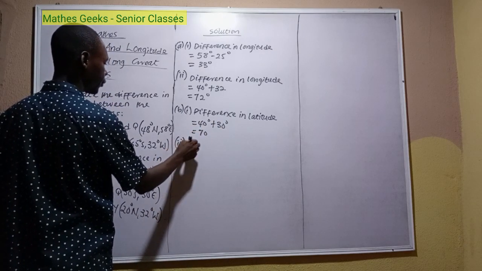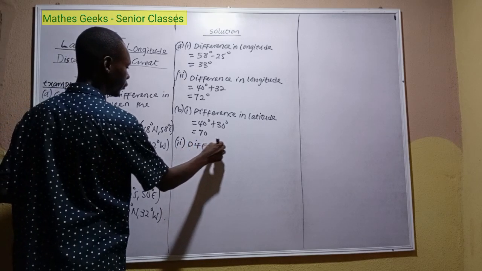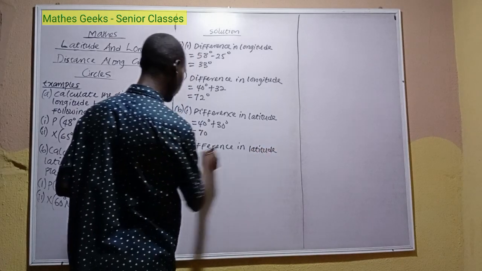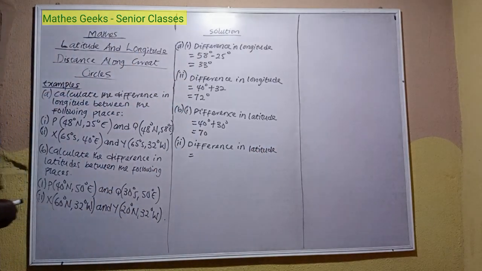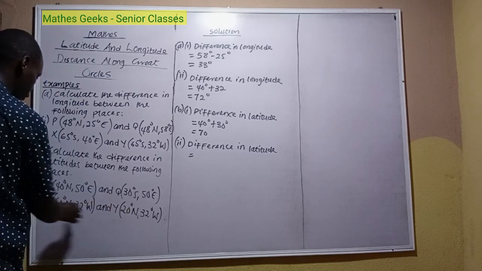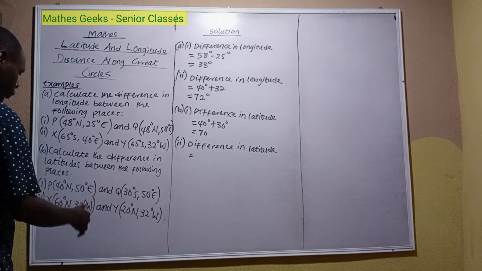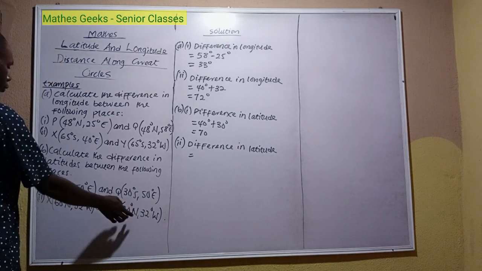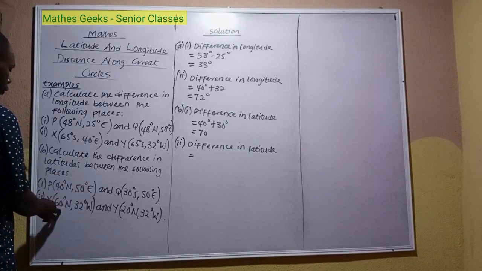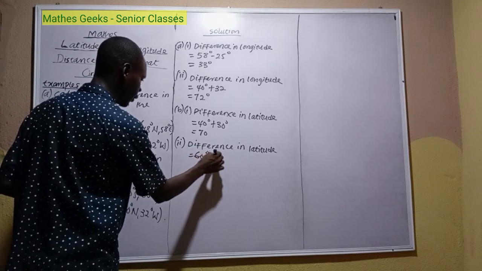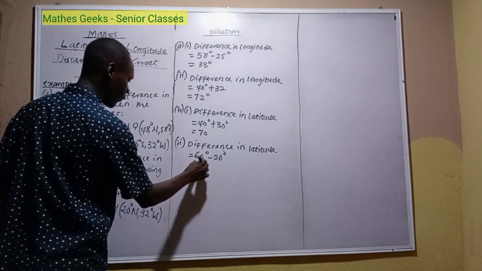Now figure 2, difference in latitude is equal to, X is 60 degrees north, 32 degrees west, and Y is 20 degrees north, 32 degrees west. They are both on the same line of longitude, but on different latitudes. Both latitudes are on the same hemisphere of the globe. Since they are on the same hemisphere, you're going to subtract the smaller latitude from the larger latitude. So this will give us 60 degrees minus 20 degrees, and that will give us 40 degrees.